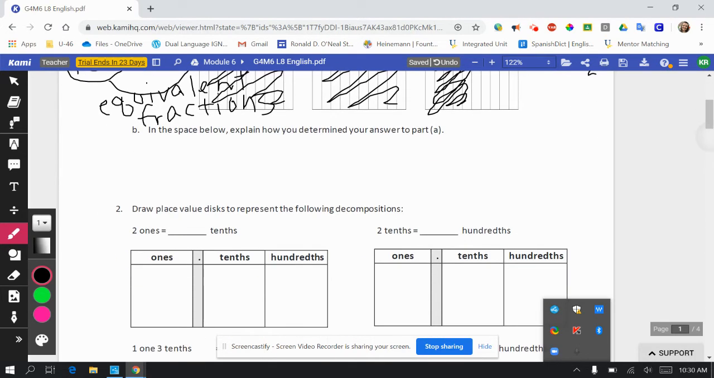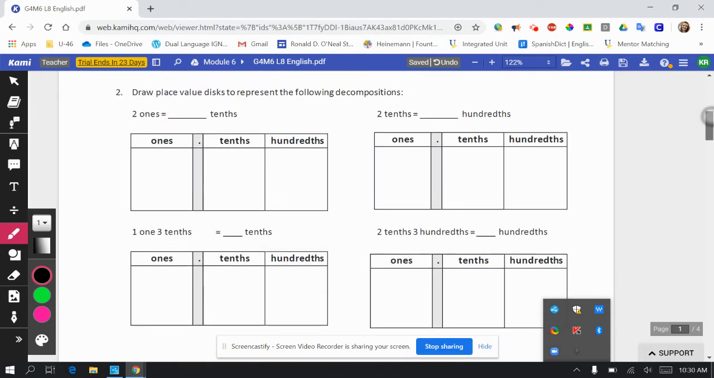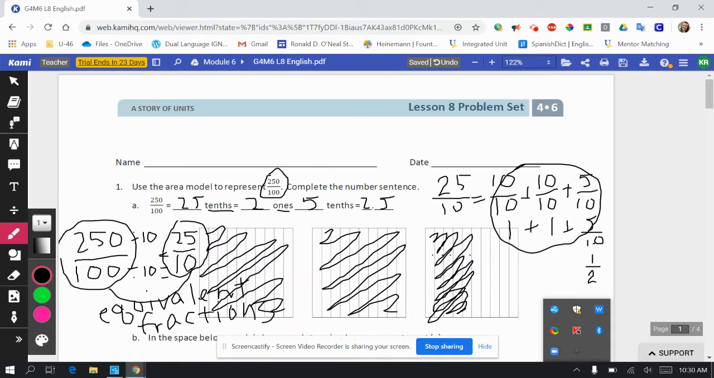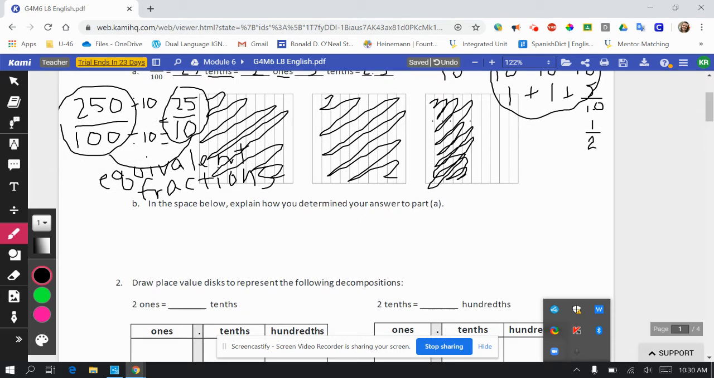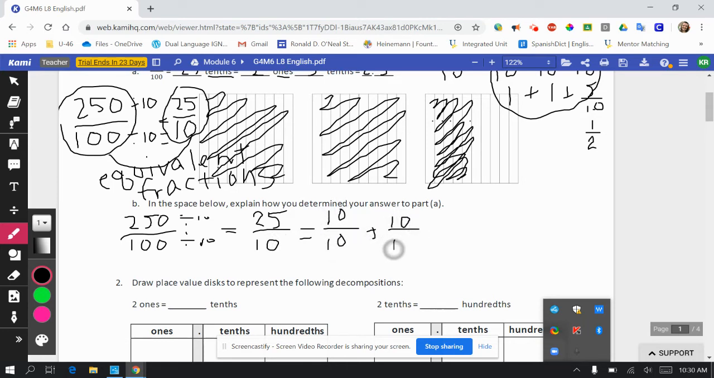Moving on with number 2. Oh, excuse me, part B. Part B, in the space below, explain how you determined your answer to part A. So I took 250 hundredths divided by 10, which equals 25 tenths, which equals 10 tenths plus 10 tenths plus 5 tenths, which equals 2 and 5 tenths, or 2.5.